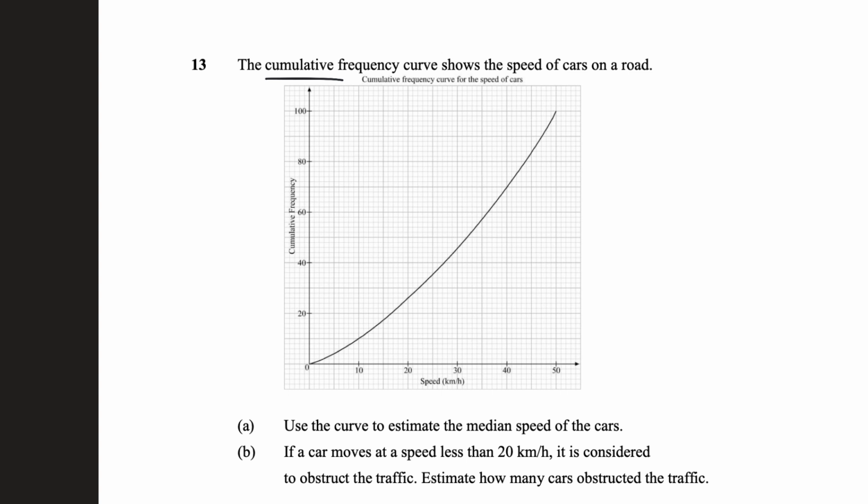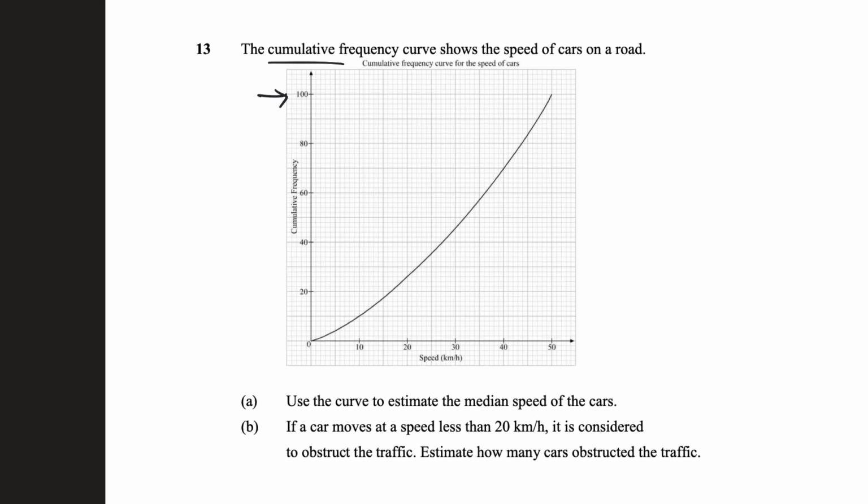So in this case, when we look at the graph in question 13, how many cars are there in total? 100. It is the maximum number on the cumulative frequency. So that's 100 cars. That's the maximum number, and that is the total number of cars that was surveyed.